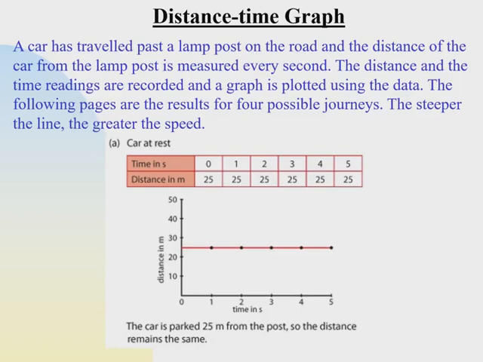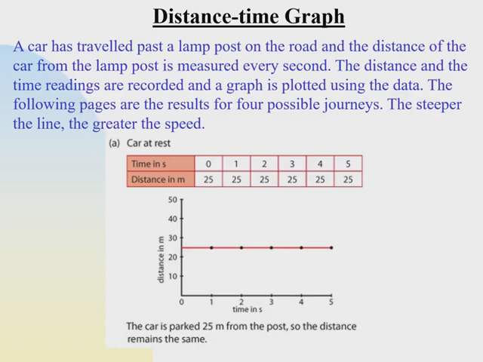The car is initially at rest. At 0 time, distance is 25 meter. Then time is increasing: 1 second, same; 2 seconds, same; 3 seconds, same; 4 seconds, same; 5 seconds, same. That means the object is at rest.